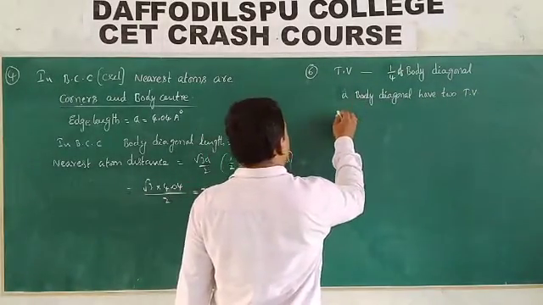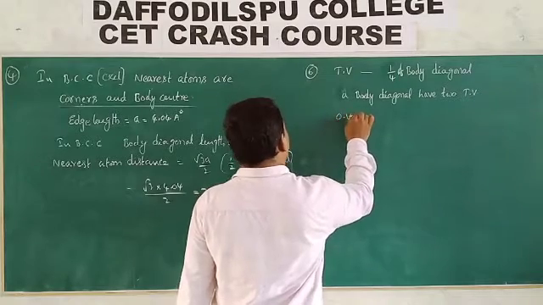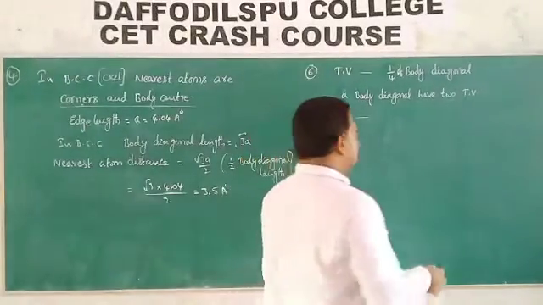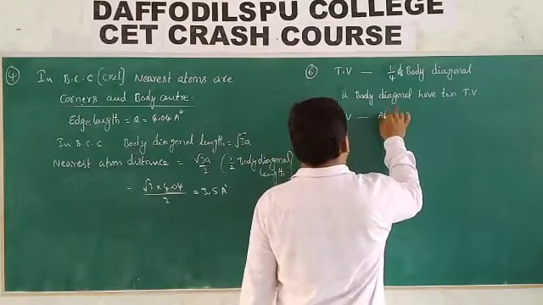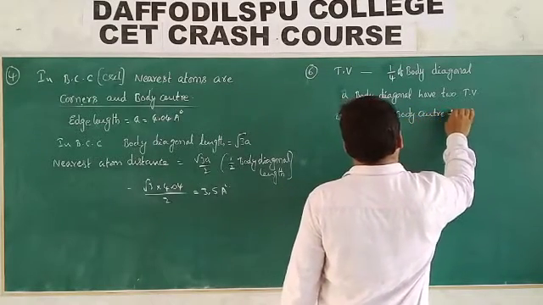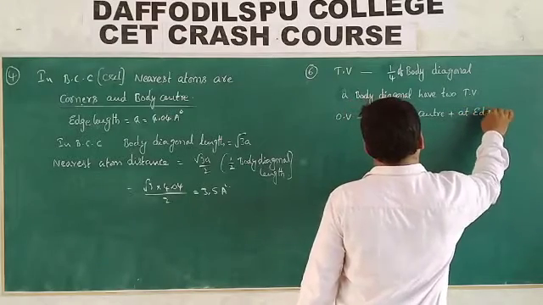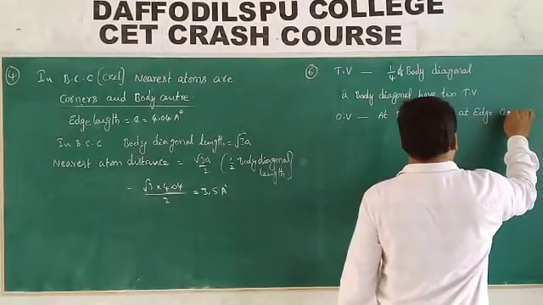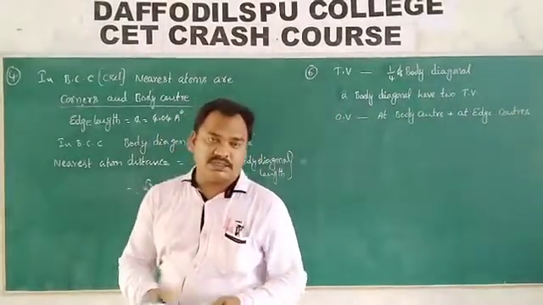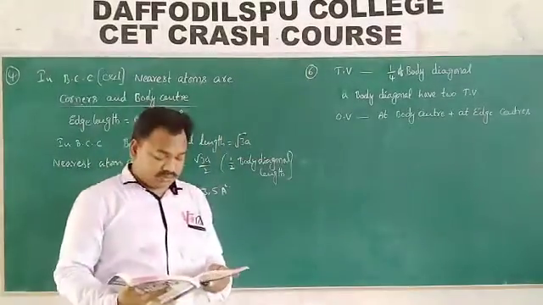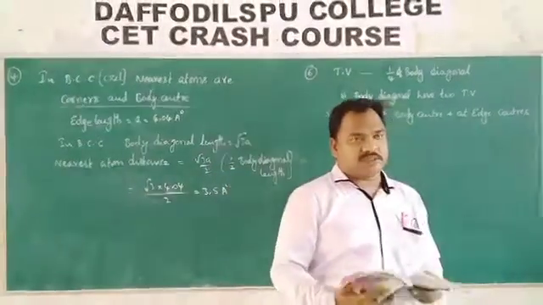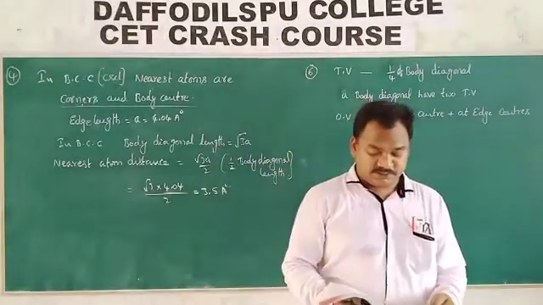Next, come to the octahedral voids. Octahedral voids are present at the body center and at the edge centers. So in the diagram, the marked site represents the edge center. So that void is an edge center void.